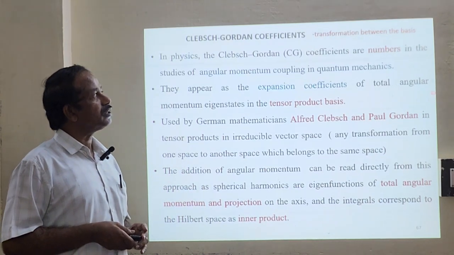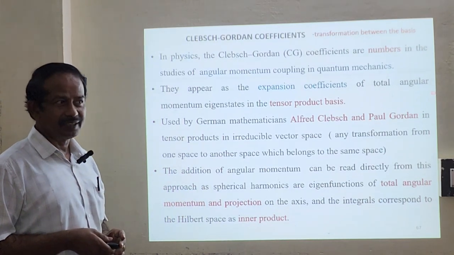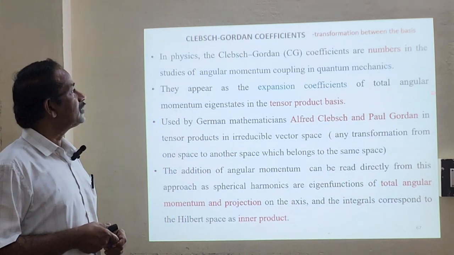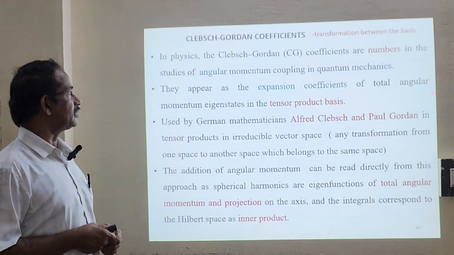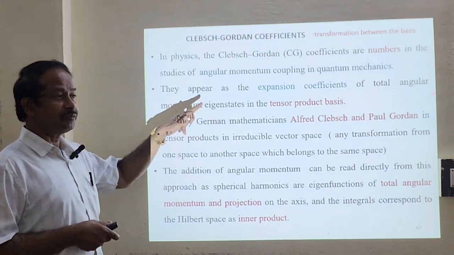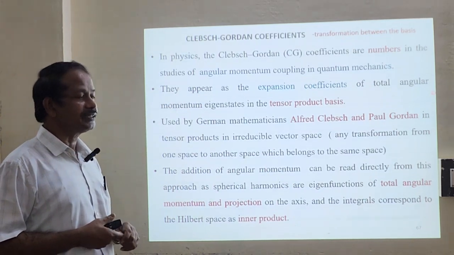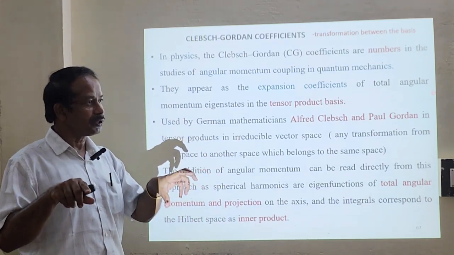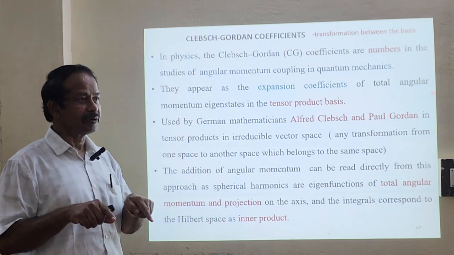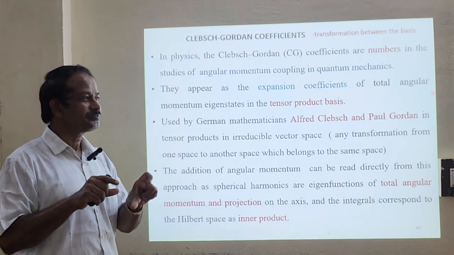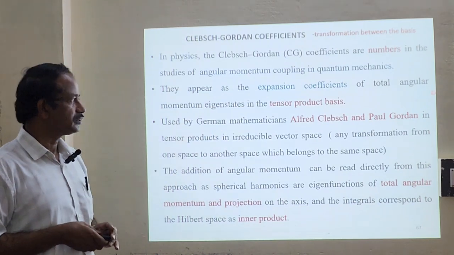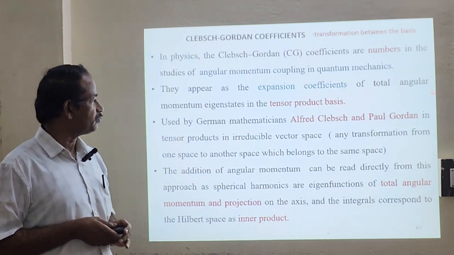So in physics, the Clebsch Gordan coefficients are numbers. As I said earlier, they are real numbers. In studies of angular momentum coupling in quantum mechanics, they appear as the expansion coefficients of total angular momentum eigenstates in the tensor product basis. So we are going to have only the tensor product basis, and we are going to have projection operators, and some coefficients will be there. Those values are nothing but expansion coefficients. They are nothing but Clebsch Gordan coefficients.